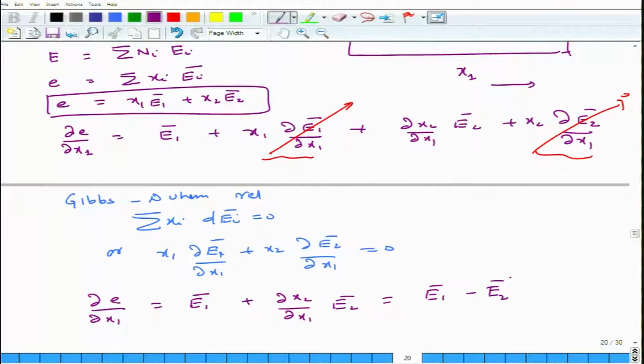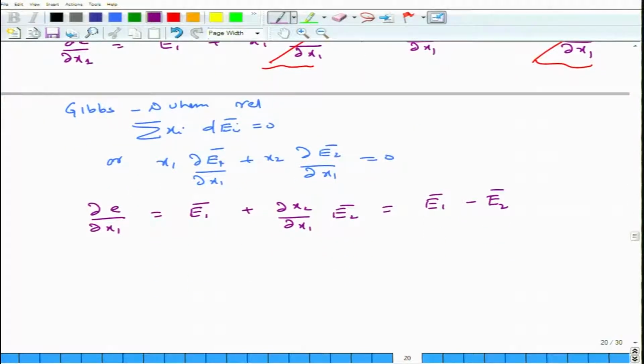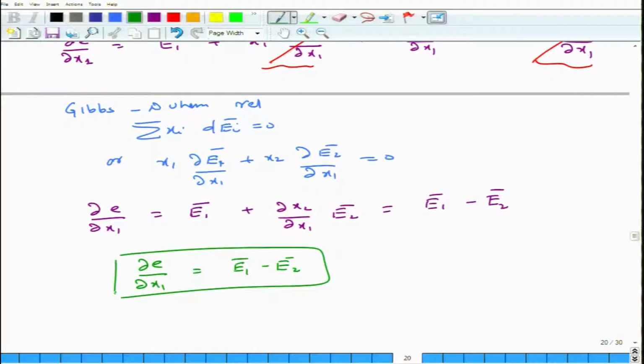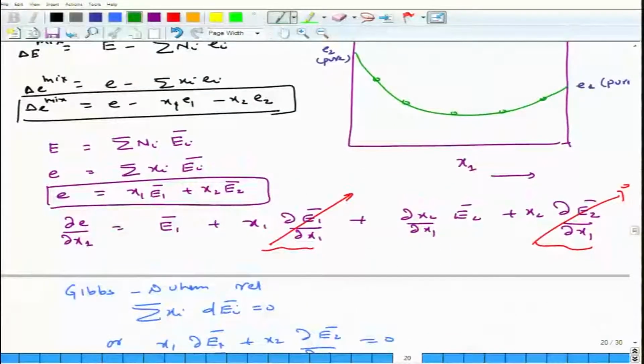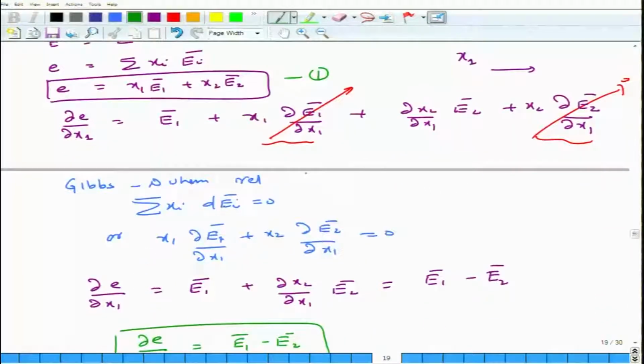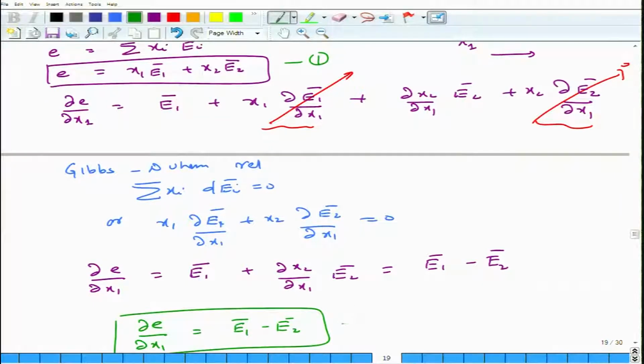Okay. So, I have this expression which I am going to write again just for the sake of cleanness here. So, this is going to be del E by del x1 is E1 bar minus E2 bar. So, this is one expression I am interested in. Then I have another expression, this one. So, this is let us say 1 and this is let us say 2.